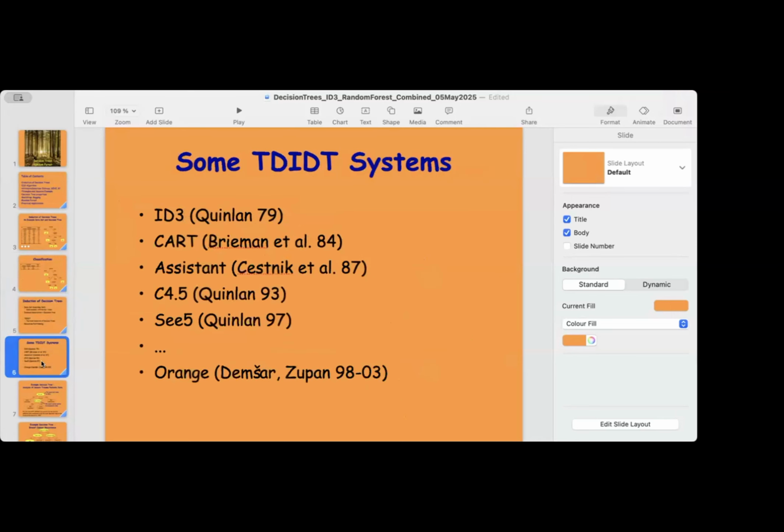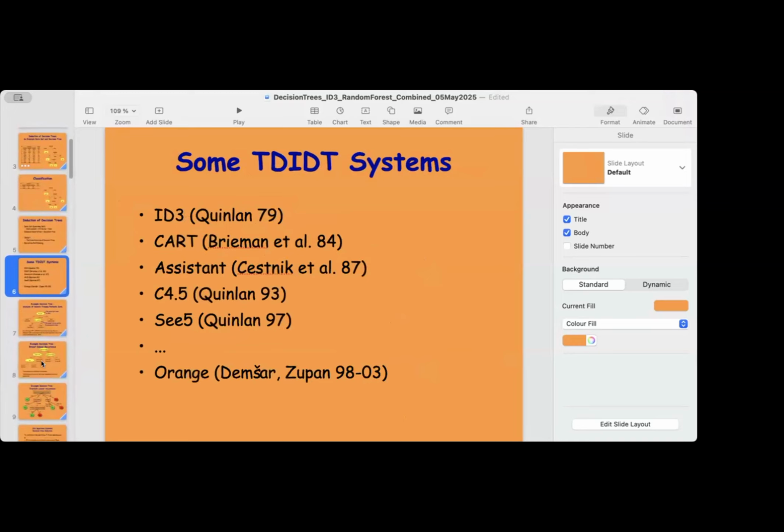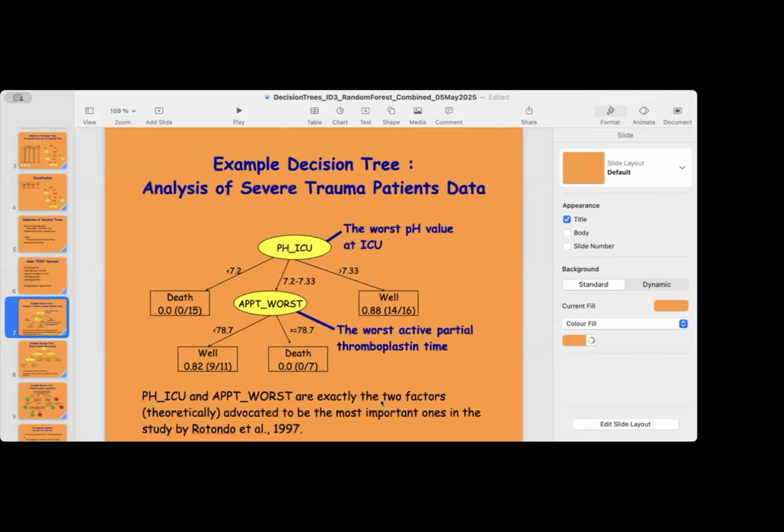So here is the algorithm for ID3 that we'll be following. This algorithm is implemented in a number of commercial data mining software. All of the software we see here we can use to build decision trees, such as Cart, Assistant, C5. Orange is a free data mining and visualization software.